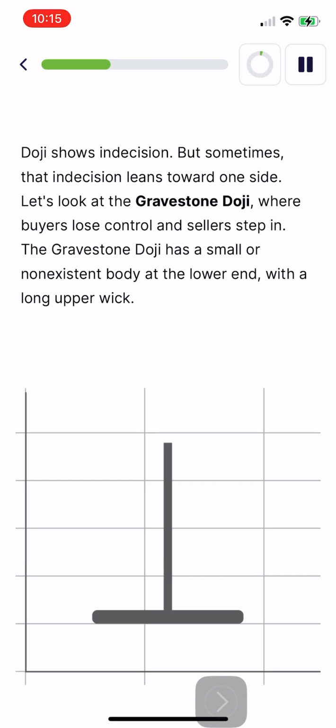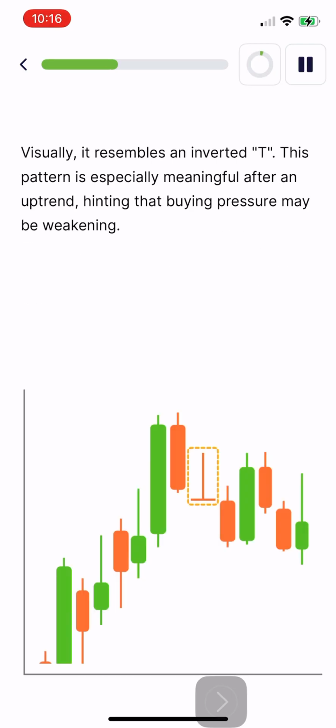Doji shows indecision, but sometimes that indecision leans toward one side. Let's look at the Gravestone Doji, where buyers lose control and sellers step in. The Gravestone Doji has a small or non-existent body at the lower end, with a long upper wick. Visually, it resembles an inverted T. This pattern is especially meaningful after an uptrend, hinting that buying pressure may be weakening.